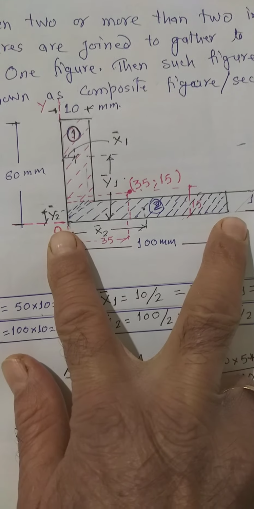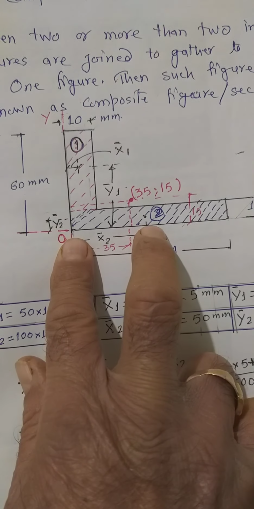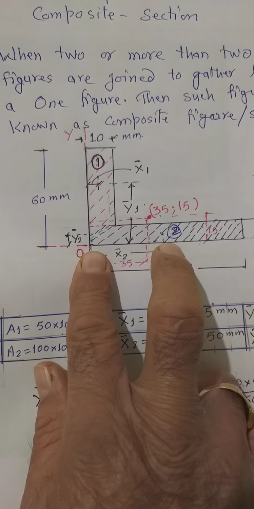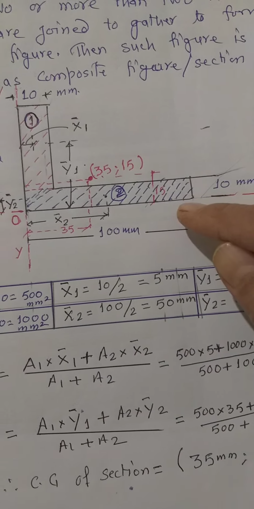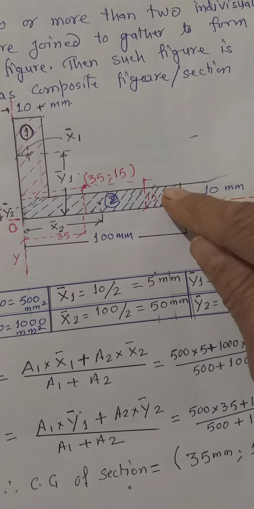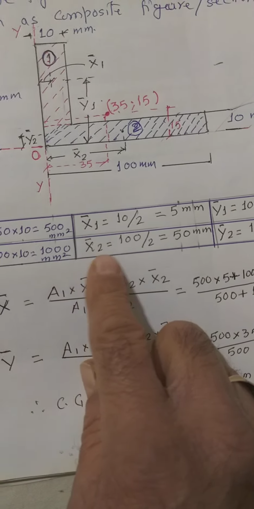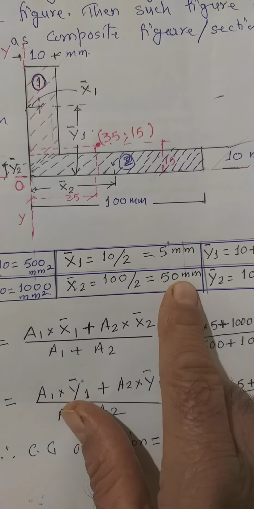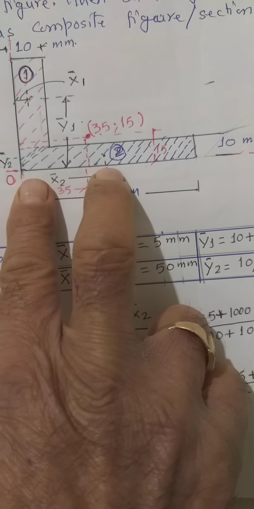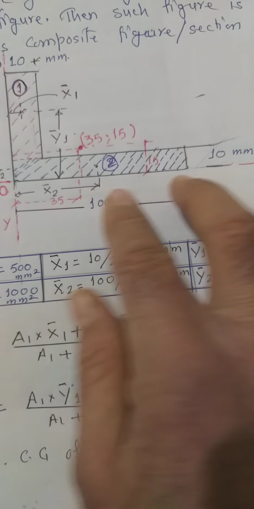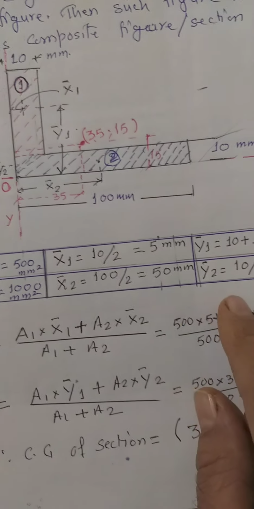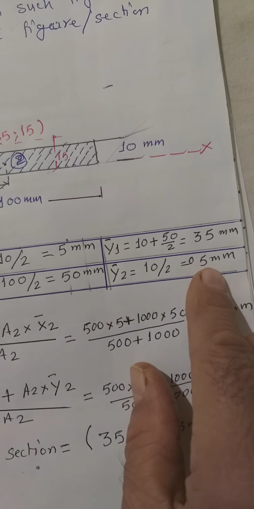X bar 2 will be, total is 100 mm, definitely the center of gravity over here at distance x will be 100 by 2, that is x bar 2, and y bar will be calculated from here, and again it is nothing but 10 by 2, that is 5. Now you can see here x bar 2 will be equal to 100 by 2, that is 100 by 2 over here, and y bar 2 will be, starting from here, we can just go half of that much, so it comes out to be 10 by 2, that is 5 mm.